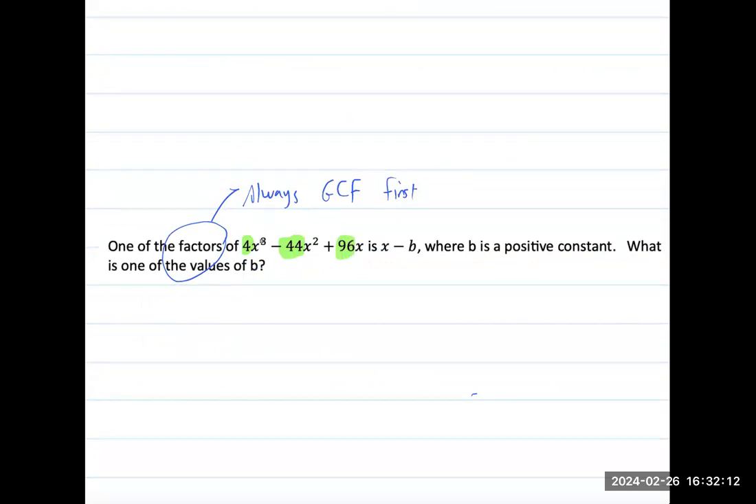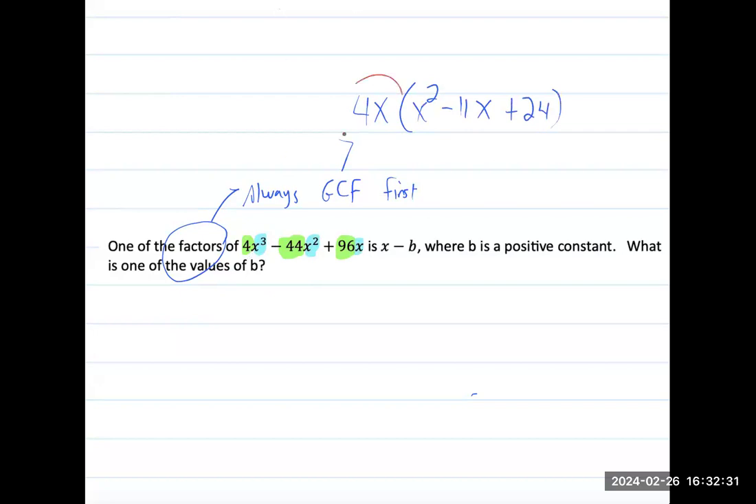And our x's, we have x to the third, x squared, and x. So they all have at least one x. So the greatest common factor for us is 4x. And when we divide our polynomial by that, we'll be left with x squared minus 11x plus 24.